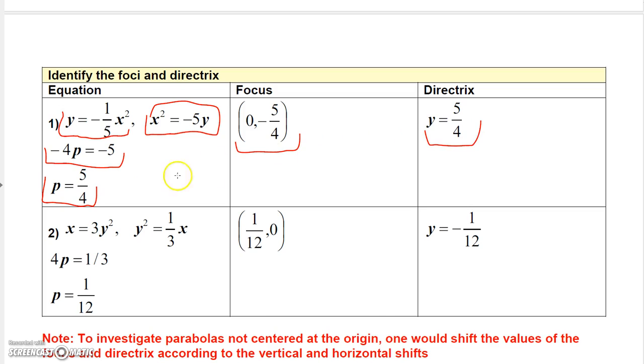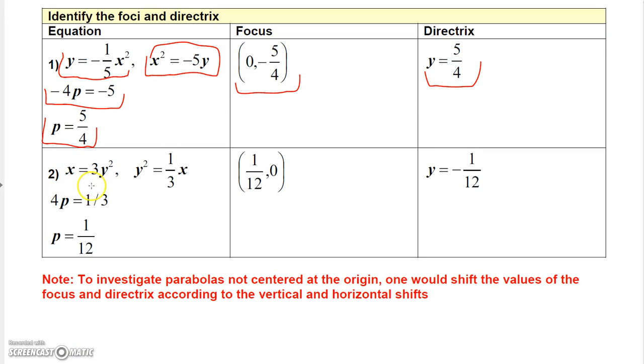and the directrix is the line y equals positive 5/4. On the next one I have x equals 3y squared, and if you solve this for y squared, you get y squared equals a third. So in that case, 4p would equal 1/3, so p would be 1/12.